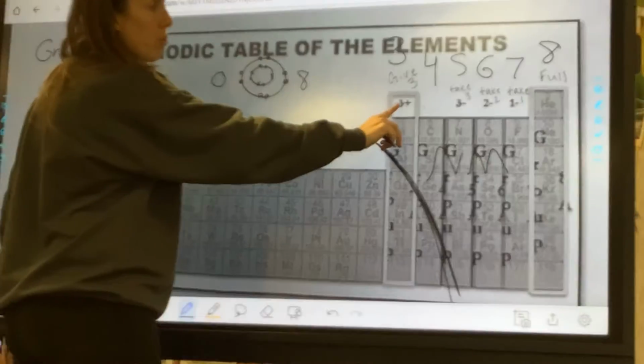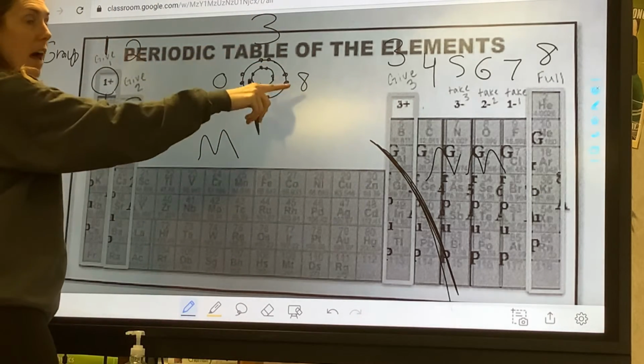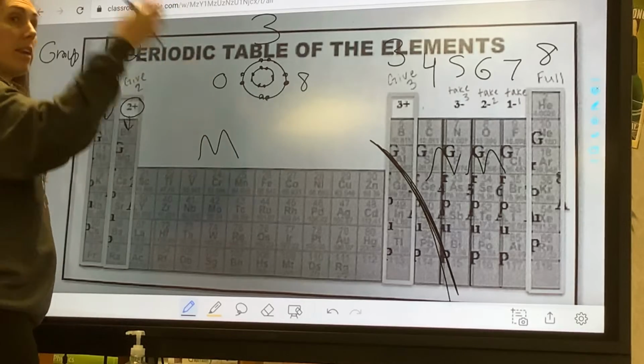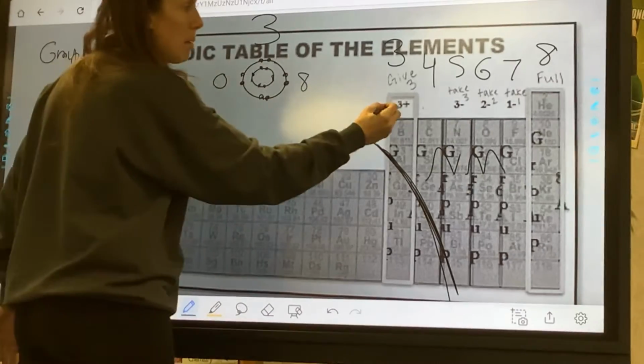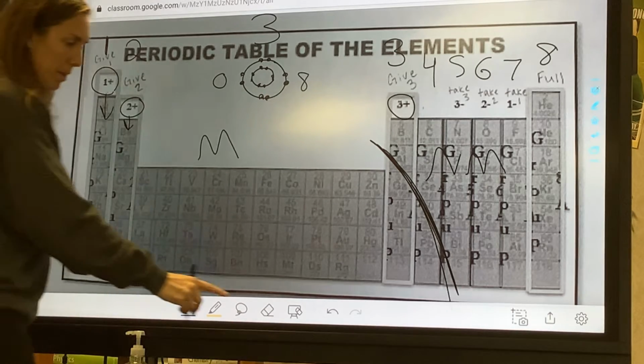Okay, let's go to 3. Is it easier to lose 3 or gain 5? Lose 3. You get rid of those 3 negatives, you become positive 3. Good. Okay, here we go. This is going to become tricky.